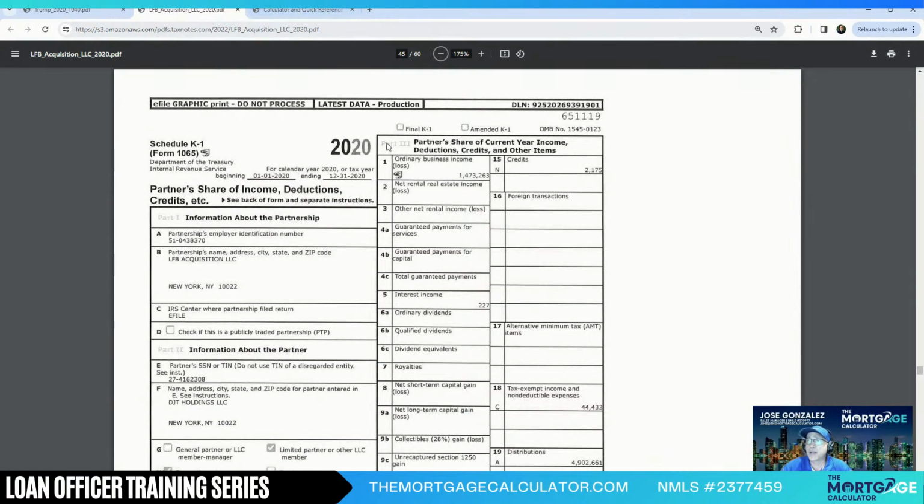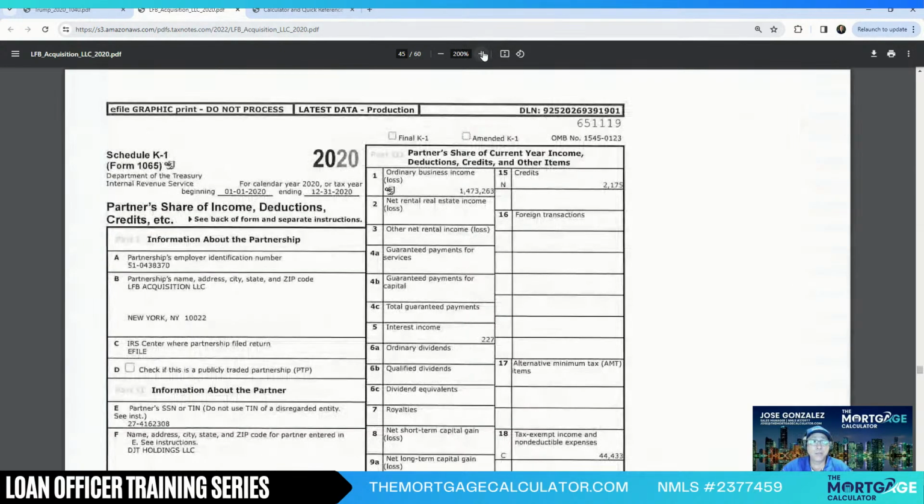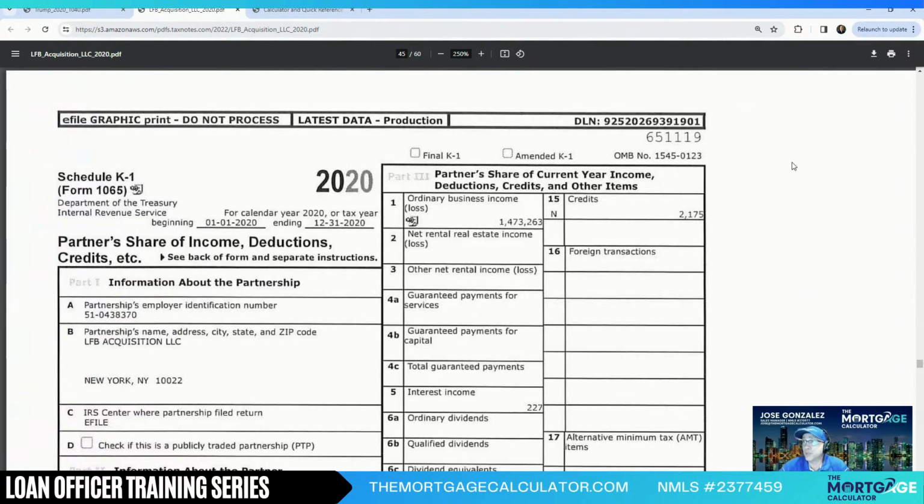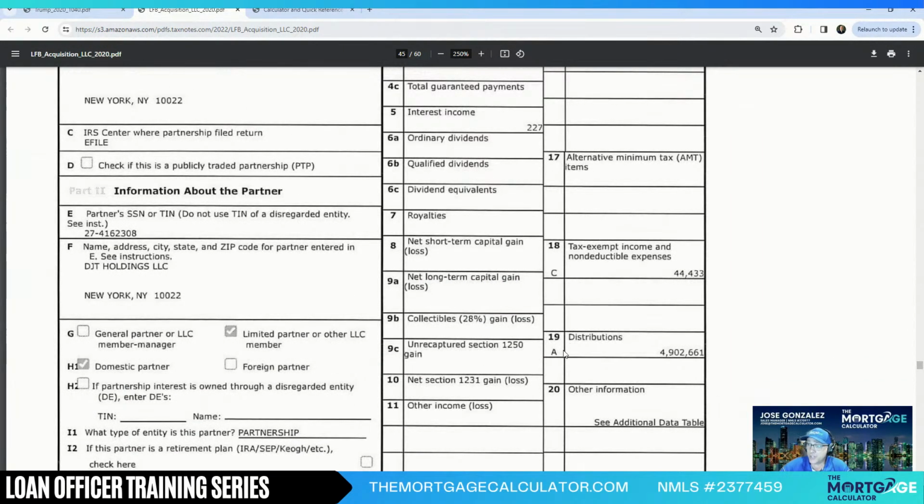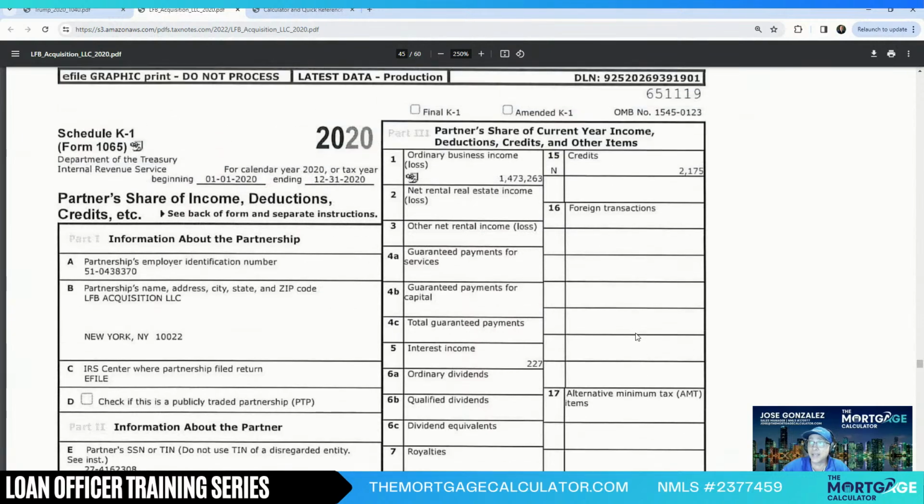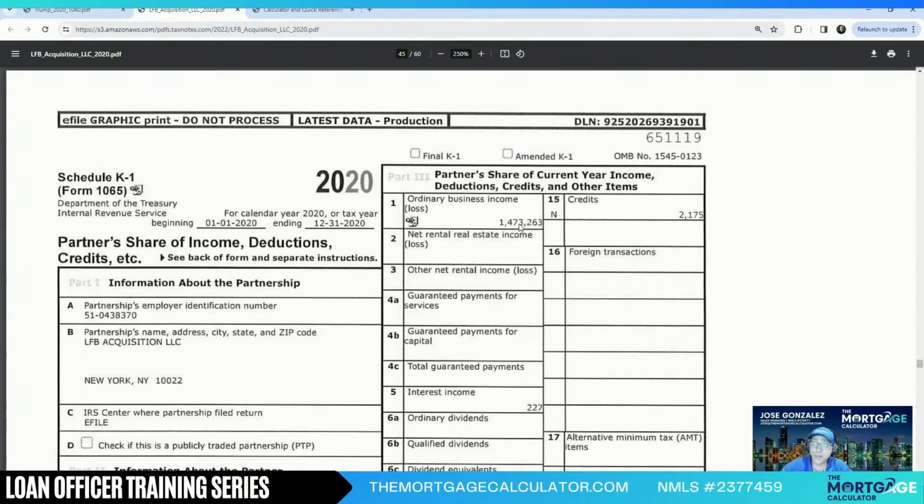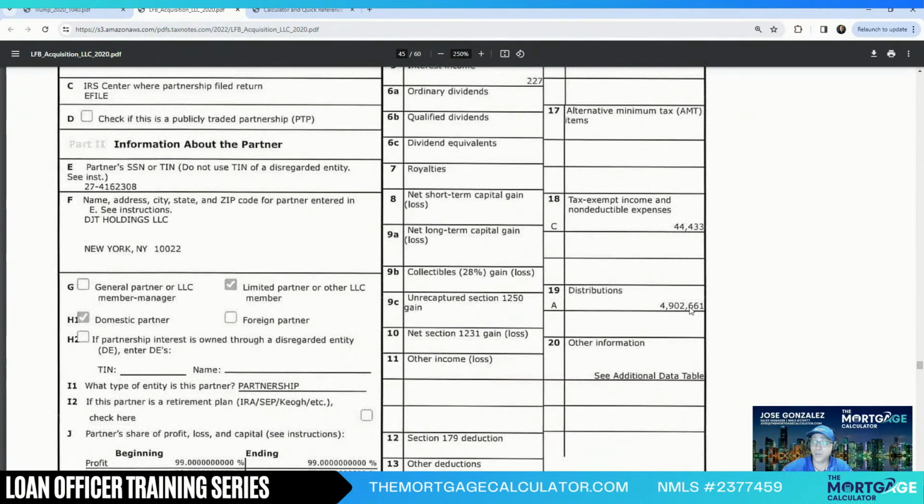So on my calculator, ordinary business income, $1,473,263. Let me make that a little bigger for you guys. Right? So what I wanted to note here, in this case, we don't have a problem because our distributions, 19A, is 4,902,661. We're good. We don't have to do the liquidity test because we're in good shape, right? Distributions is higher than ordinary income. My bar is good. However, if the distributions was, let's say, 500,000, and my ordinary business income is 1,473,263, excuse me, if this was a Fannie Mae loan, our income would be 500,000.